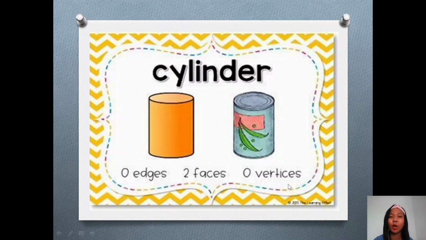It has no vertices at all because it has no straight line segment like an edge. Since it has no edge, it follows that it has no vertex, because there is no straight line in this 3D shape. Again, how do you read this word? Cylinder. Zero edges, two faces, zero vertices.